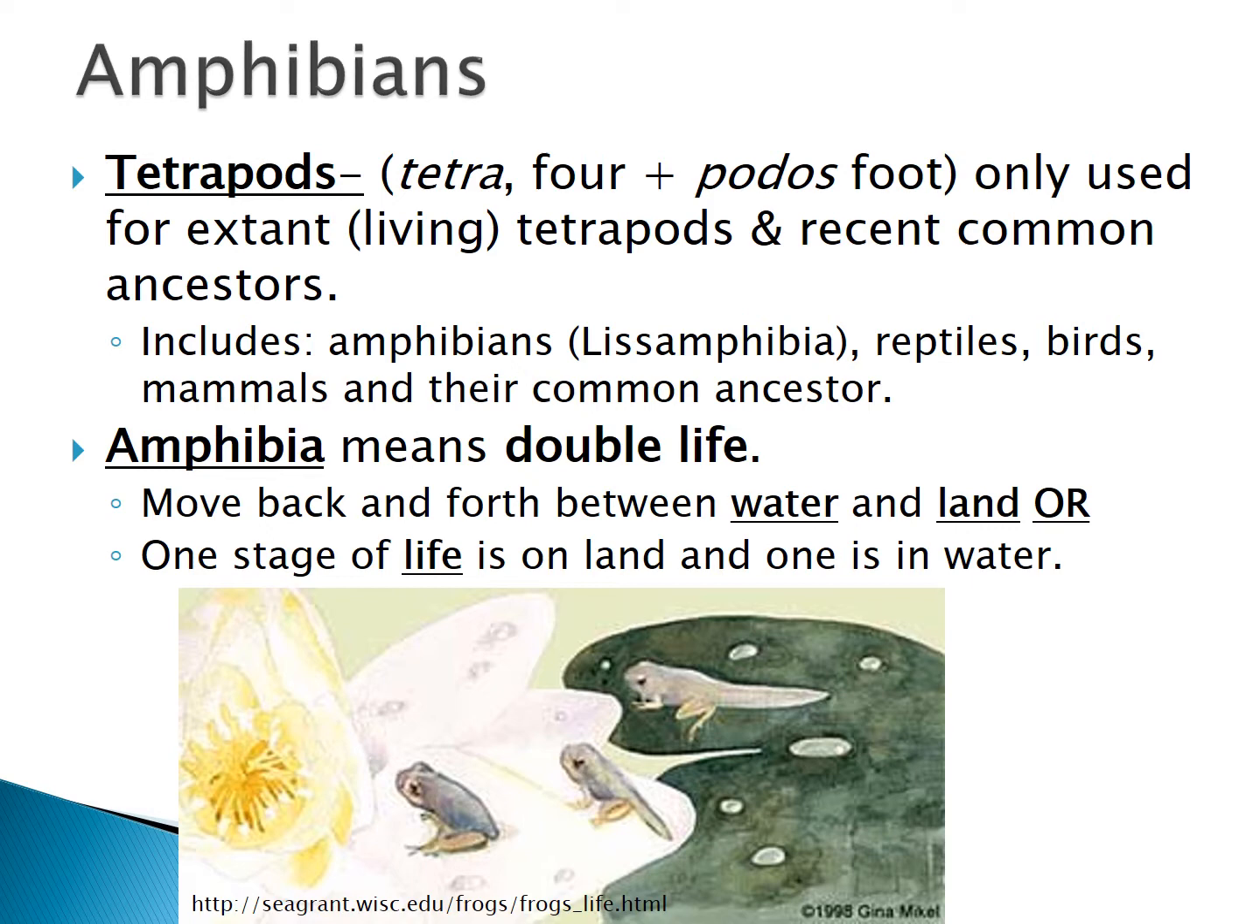The amphibians are the first organism considered to be tetrapods, meaning that they have 4 legs or 4 feet. And they like to use this term for current living tetrapods and maybe very recent ancestors. So tetrapods include all the higher animals above amphibians like reptiles, birds, and mammals. And we're gonna go through some of the ancestors to modern day amphibians.